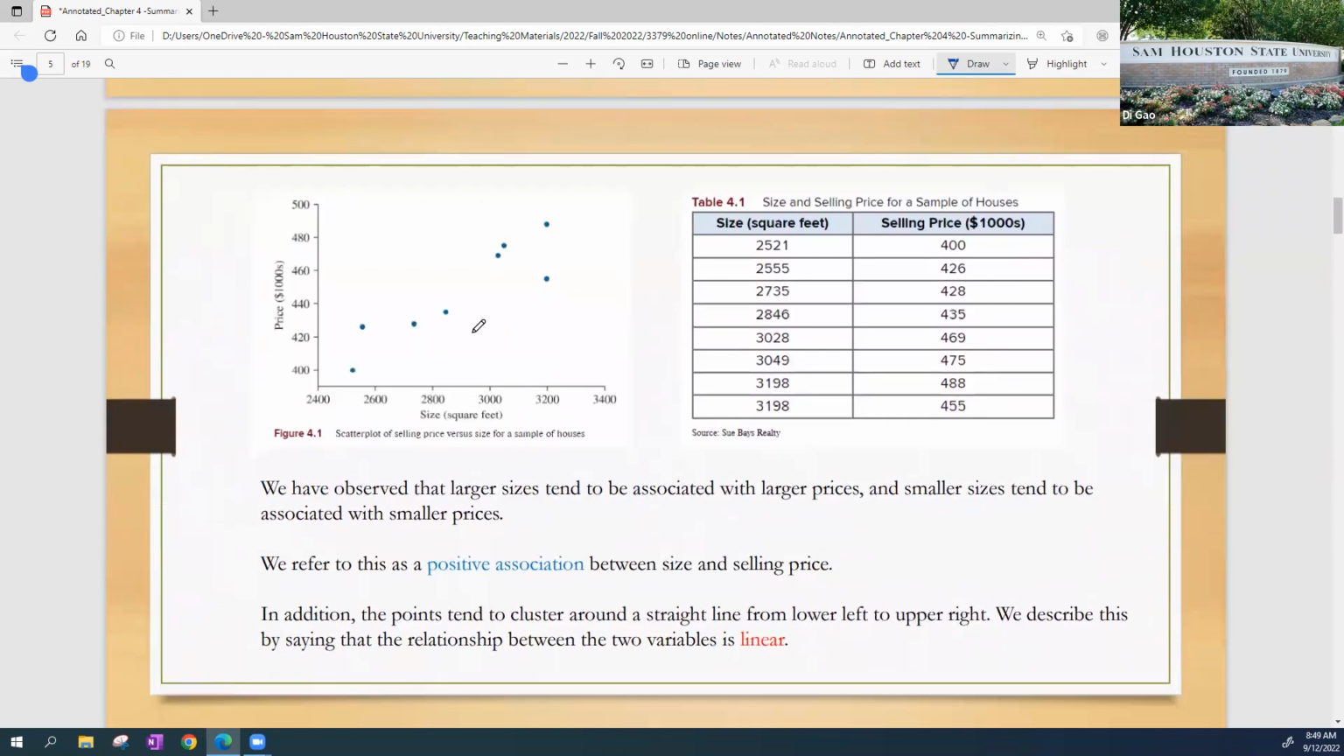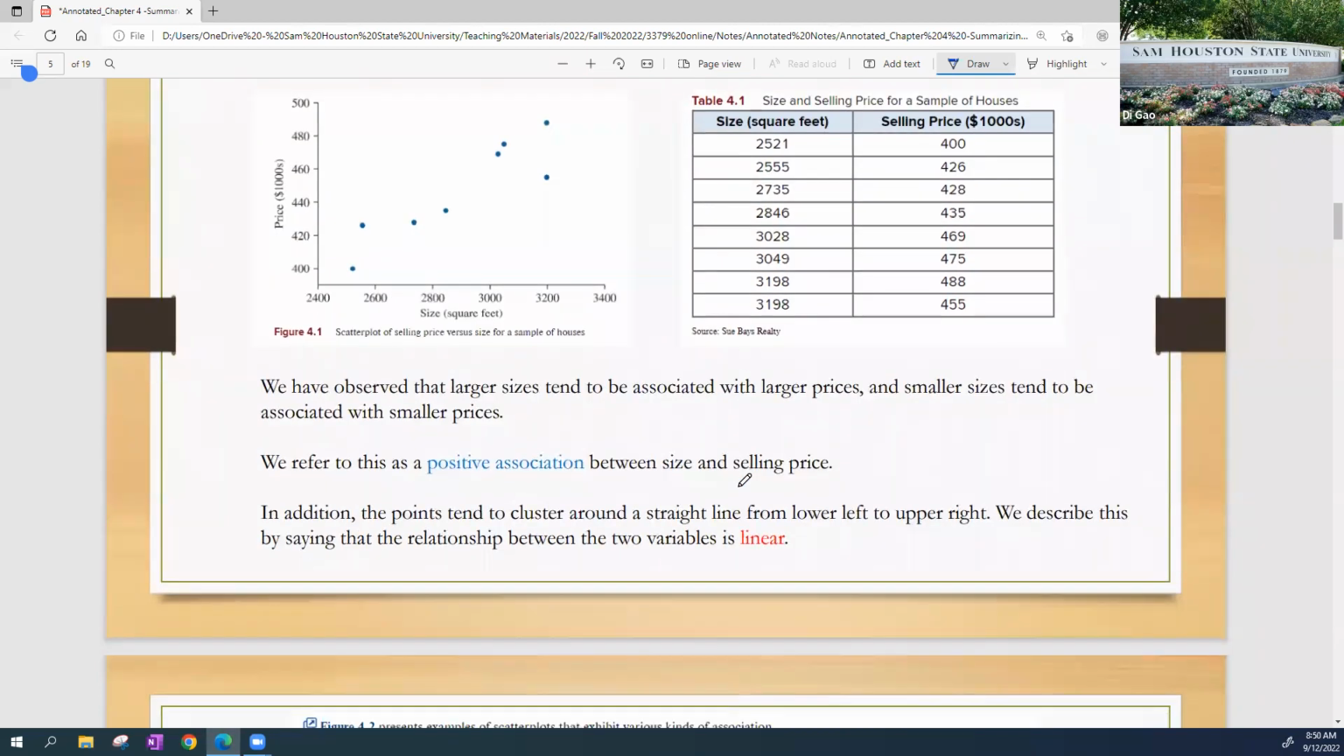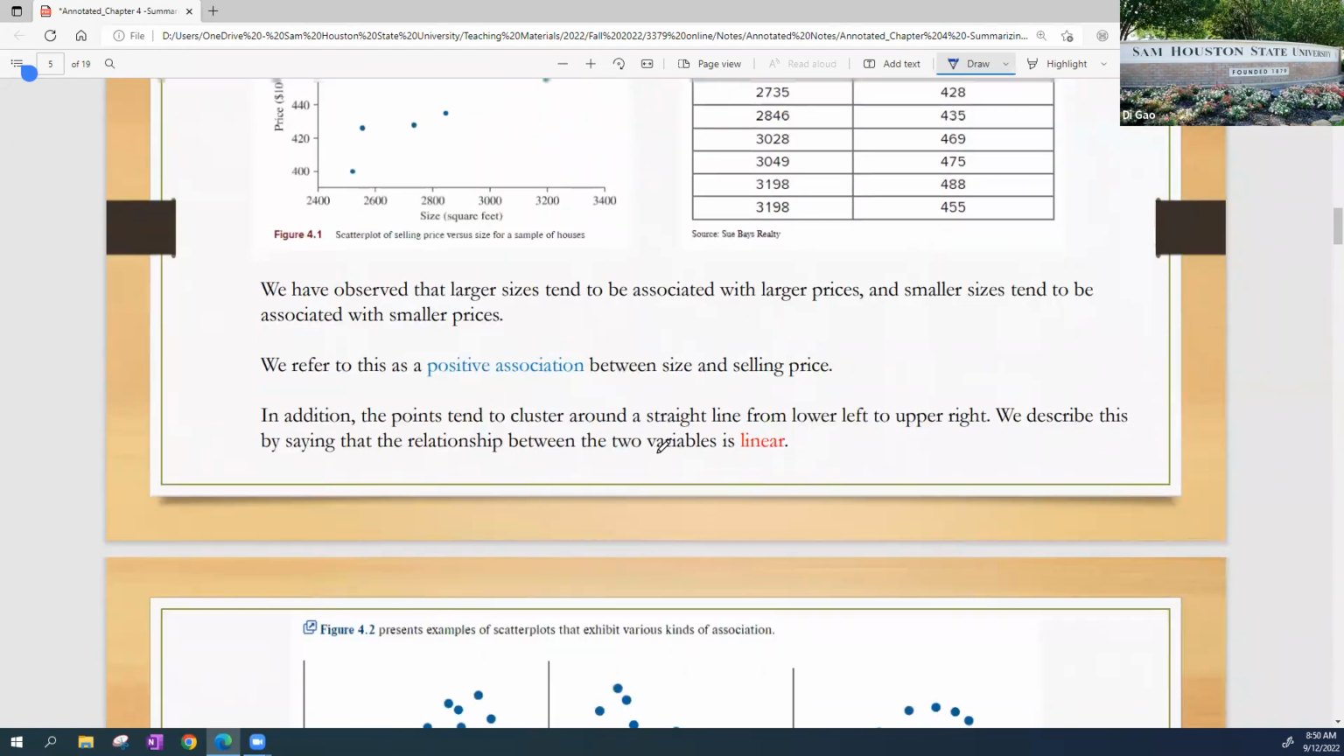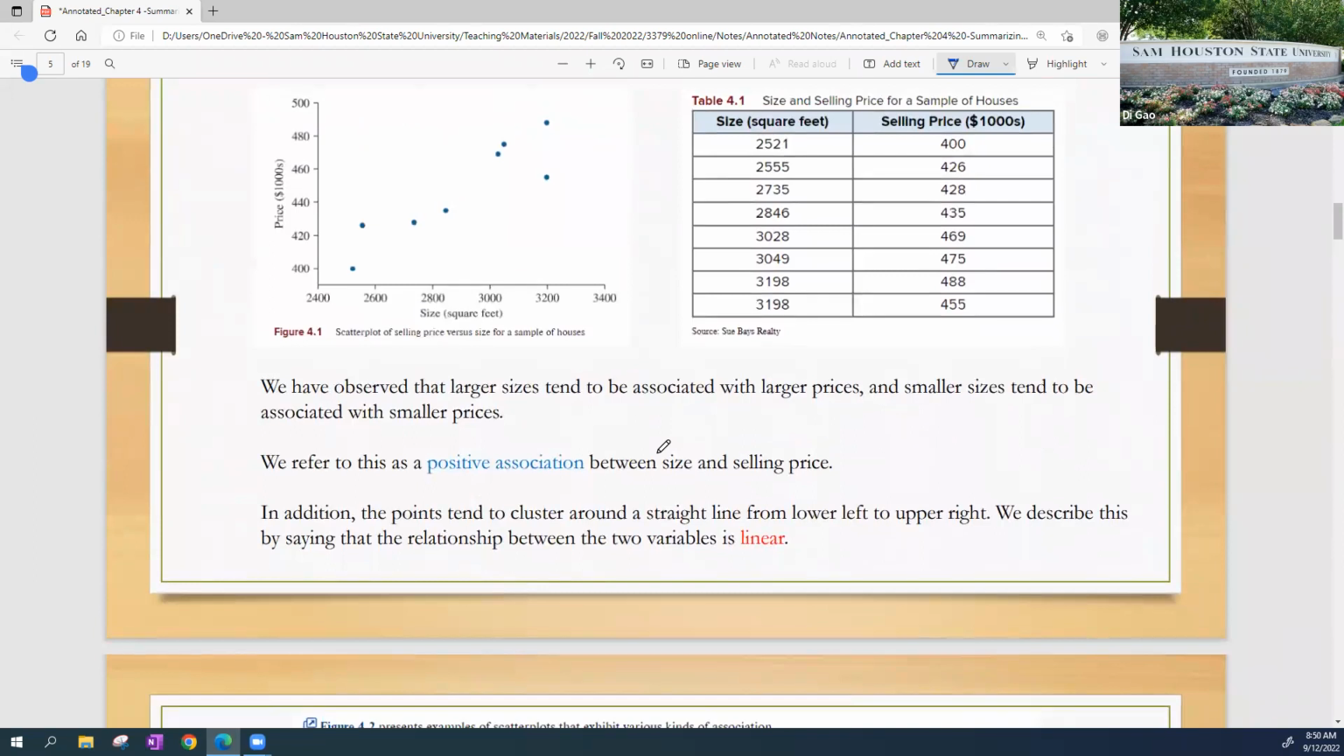So if we look at the scatter plot, we can observe that larger sizes tend to be associated with larger prices, and smaller sizes tend to be associated with smaller prices. We refer to this as a positive association between size and selling price. In addition, the points tend to cluster around a straight line from lower left to upper right. We describe this by saying that the relationship between the two variables is linear.